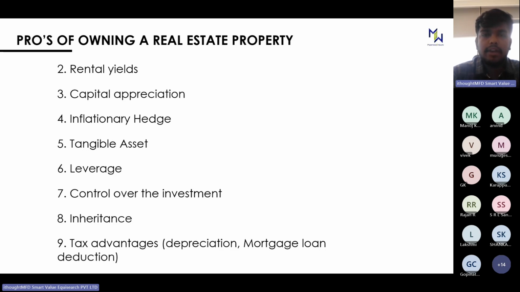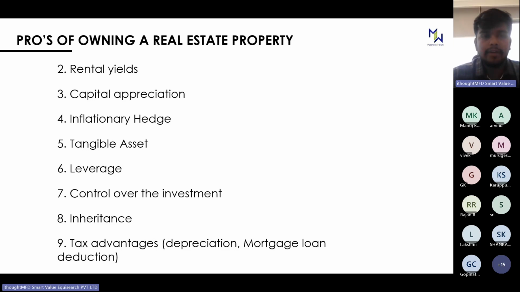The fourth point is that real estate is an inflationary hedge. Real estate is a good asset class and it has outperformed inflation returns. Meaning, to protect your wealth, you can park your amount in real estate. The value of the amount doesn't depreciate, it appreciates. And it's a tangible asset. That is a very good point, because unlike shares, there's a physical presence. You can consume it, you can use it.